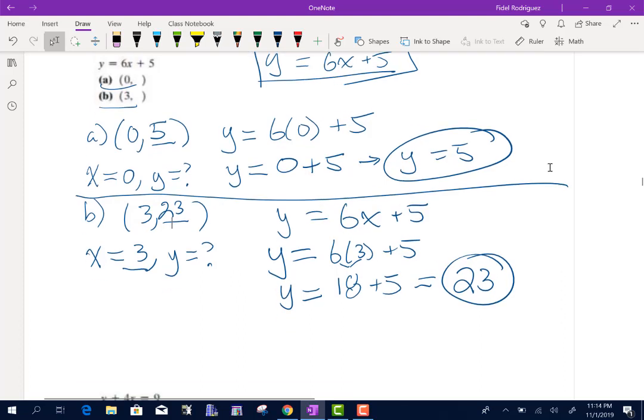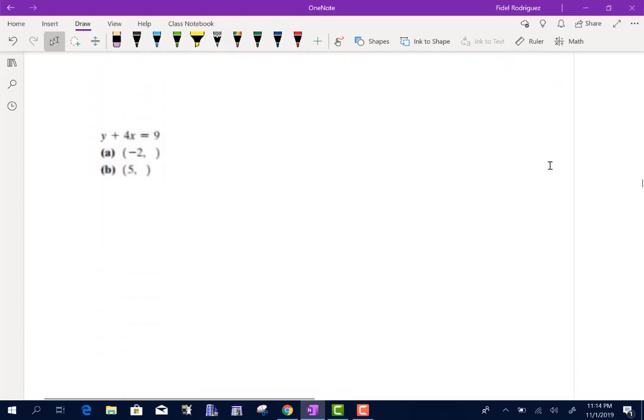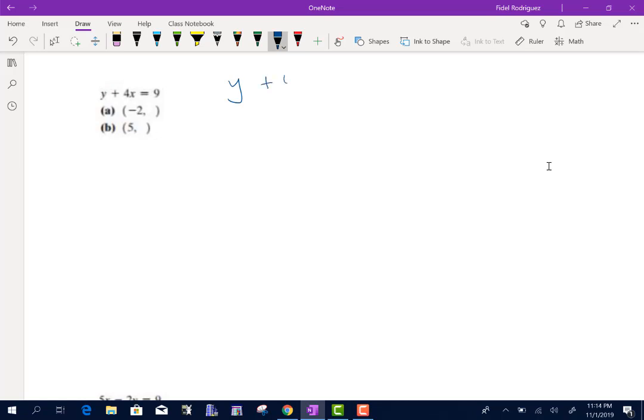All right. Let me keep scrolling and see what else we got here. Okay. Something, again, very similar, guys. I just want you to notice the way the problem is written. So again, first thing I'm going to do here, we know our equation is y plus 4x equals 9. Okay. So guys, in part A, the point we have is negative 2 comma blank. Right? So remember what that's telling me. It's telling me the number x is negative 2.